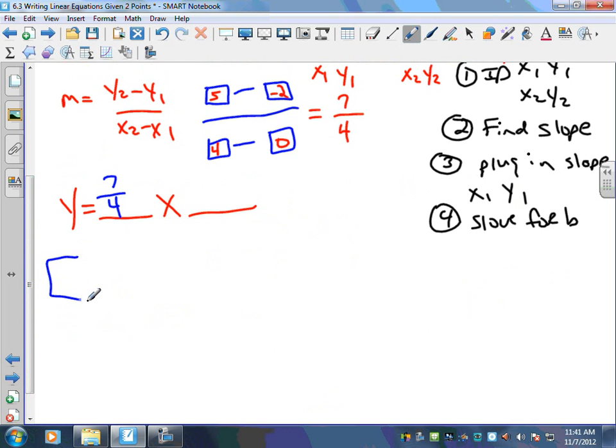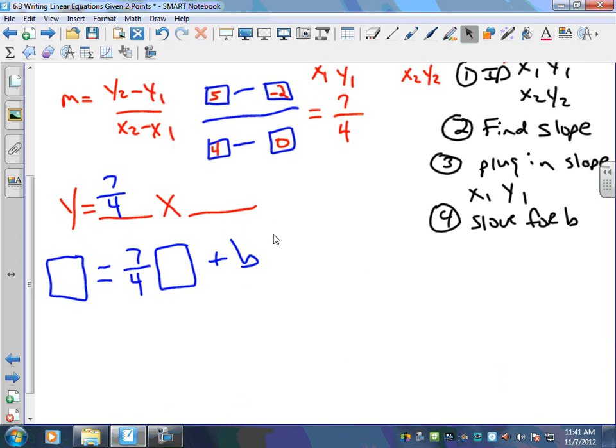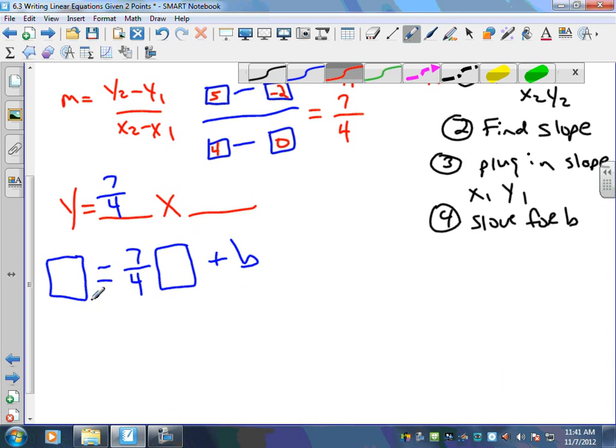So, I'm going to make a box for my y. 7 over 4 goes right here. I make a box for my x, and then this is the most important step, plus b. You guys are forgetting to put plus b over here. You have to put that plus b here because that's what you're solving for.